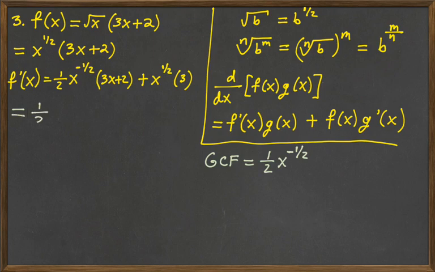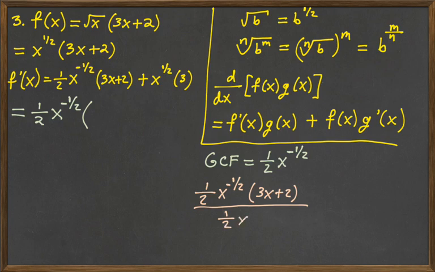Okay, so here's your GCF, 1/2 x to the minus 1/2. And then we're going to take each term. So the first term is 1/2 x to the minus 1/2 times 3x plus 2. And we're going to divide that by the GCF. Okay, and then we're going to simply have 3x plus 2.